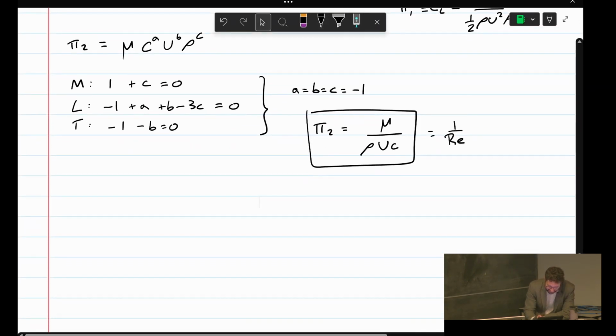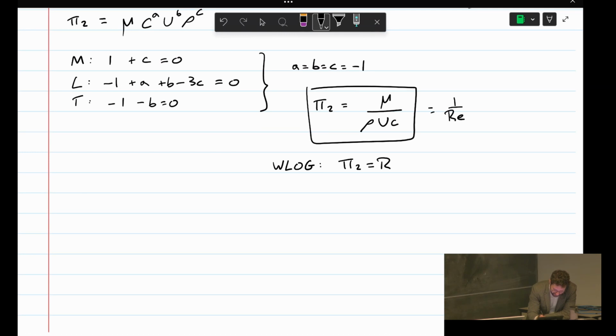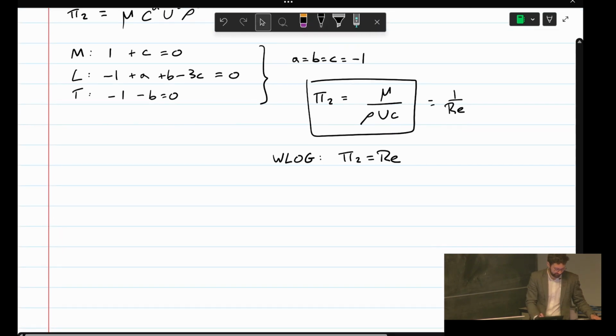Now, again, without loss of generality, we can say pi 2 is the Reynolds number. Since the Reynolds number is non-dimensional, 1 over the Reynolds number is still non-dimensional. We didn't change the units. You can't change the units of something that's non-dimensional by just dividing it, going 1 over it.